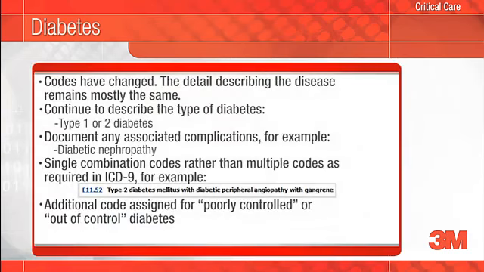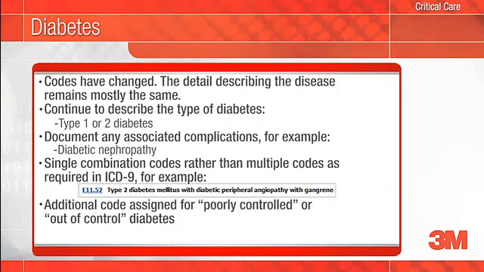Where ICD-9 used 2 or more codes to classify diabetic complications, ICD-10 uses 1 that captures the diabetes, the type of diabetes as type 1 or 2, and the diabetic complication, if any, such as diabetic nephropathy. Additionally, ICD-10 does not primarily classify diabetes by control status, as was the case in ICD-9.